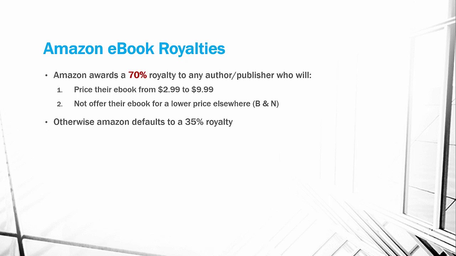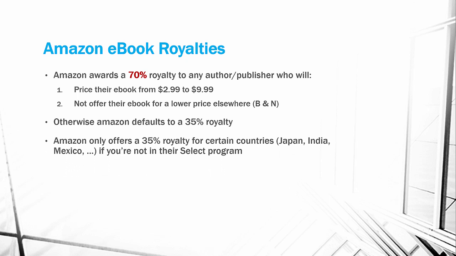Otherwise, Amazon will fall back to the default royalty rate of 35%. That's a 50% reduction. I mean, you're talking about being able to double your royalty rate if you comply with these two simple rules above. Okay, also, Amazon will offer a 35% royalty on certain countries like Japan, India, Mexico, and so on if you're not in their Select program. Their Select program, that's a whole other topic, and maybe I'll get into it in this writing course, but not right now. It's just an additional commitment that you make to Amazon to get better royalties in these countries, if that's important to you.